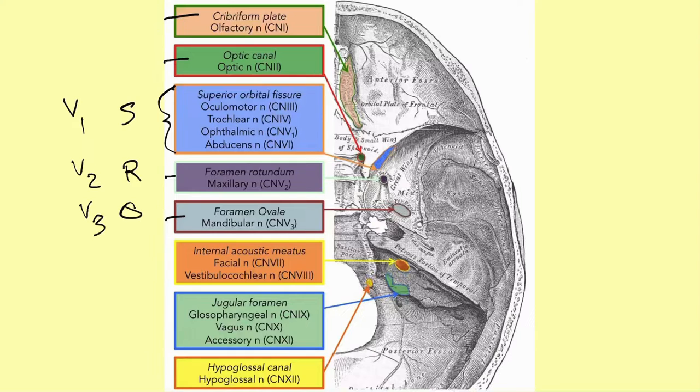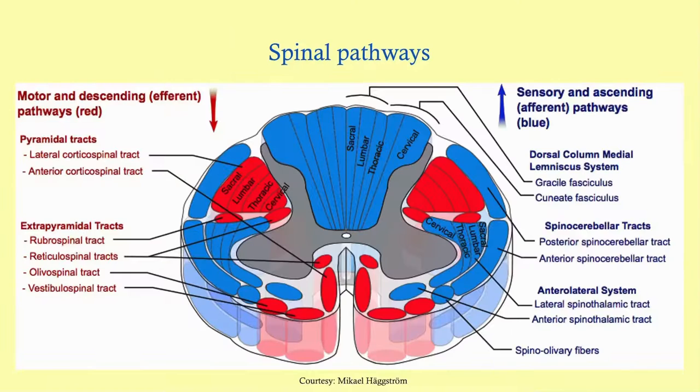The internal acoustic meatus is 7 and 8, facial and vestibulocochlear. The jugular foramen is 9, 10, 11, and the hypoglossal canal is 12. Now, you'll want to, again, be able to look at a skull and know where each of these foramina are, because you may get asked to point one out, and that's strictly a Step 1 thing.